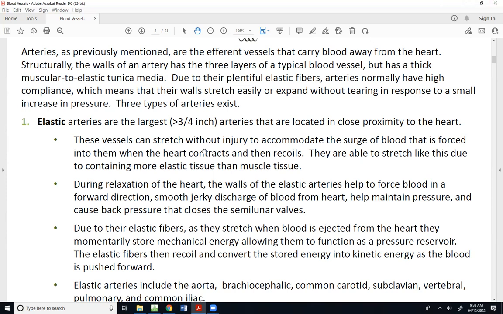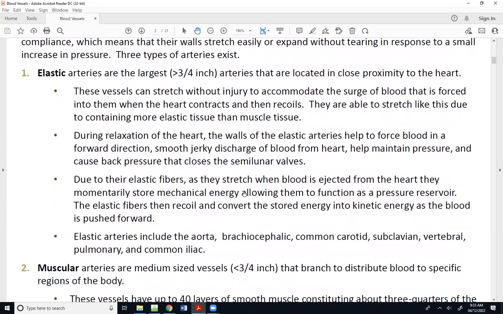Let's talk about the arteries. So the three types include elastic arteries, which again, these are the largest, greater than 3/4 of an inch, so pretty darn close in size. If you think of a garden hose, I don't know what the dimensions of a garden hose are, but pretty good sized. These are always going to be close in proximity to the heart. They're called elastic arteries because they have a lot of elasticity to them.